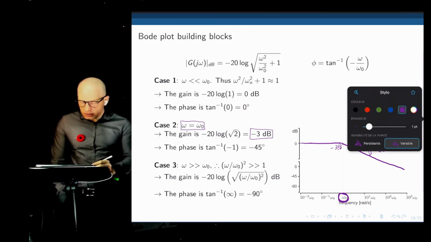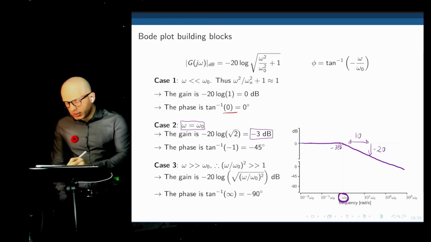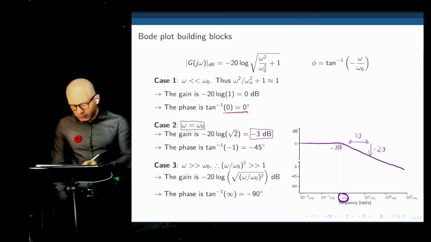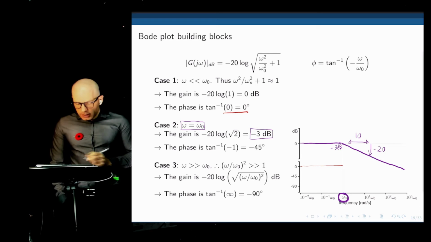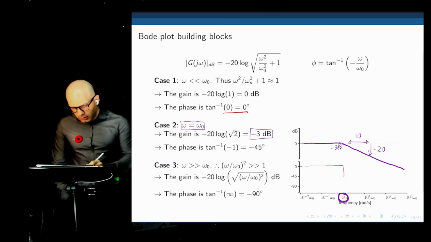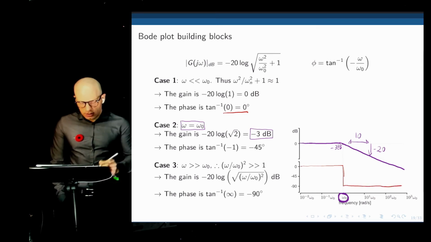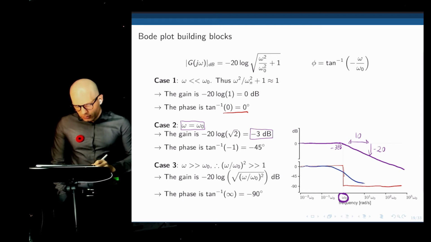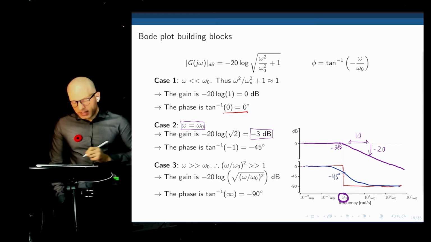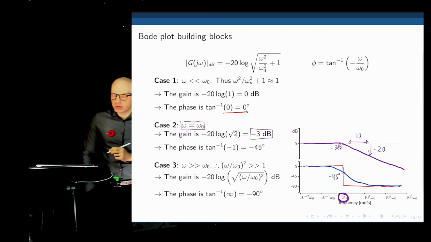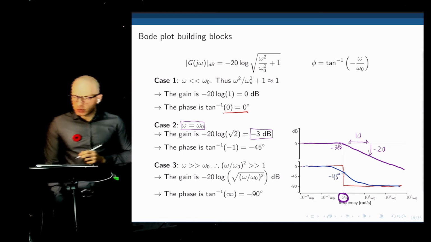The phase also has 3 distinct phases. The first one is at 0. So up to the cutoff frequency, the phase is 0. At the cutoff frequency, we go to negative 45. And past the cutoff frequency, we go to negative 90. So the phase should do something like this. In reality, it's going to be a more smooth function, passing by negative 45 degrees at the cutoff frequency.